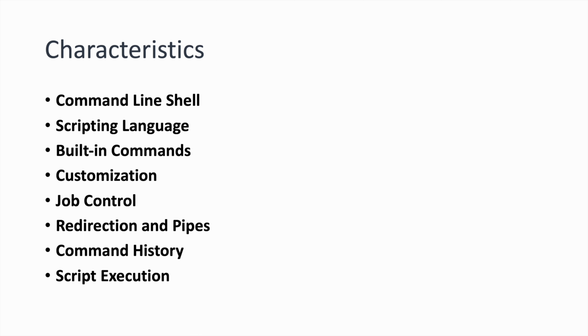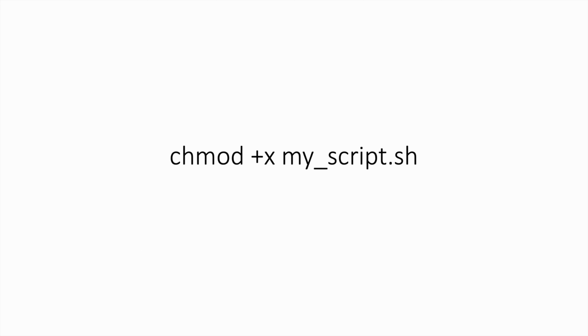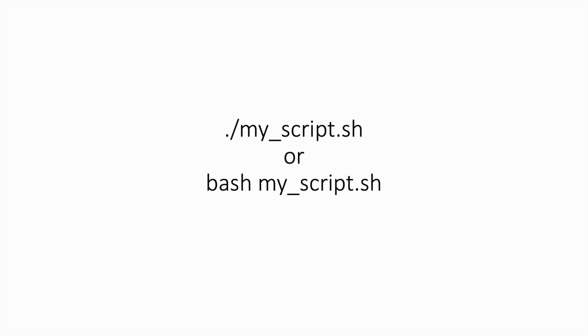Finally, script execution. Bash scripts are typically stored in plain text files with the .sh extension. To execute the Bash script, you can make it executable by running chmod +x and the file name, and then run it like any other program using ./ and the script name .sh, or using bash script file.sh.